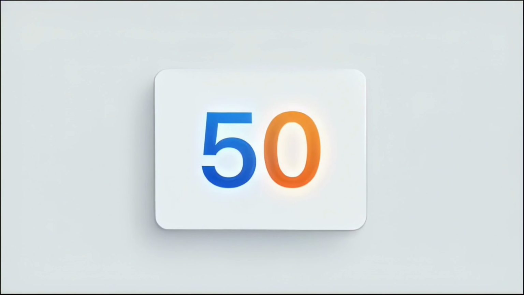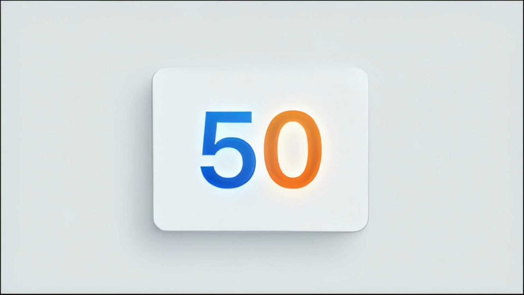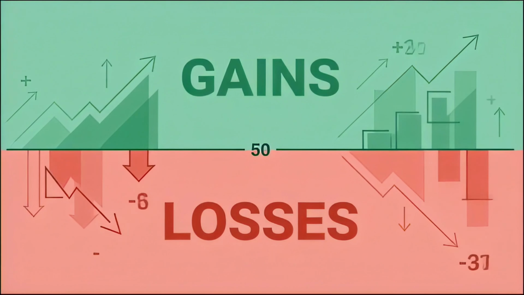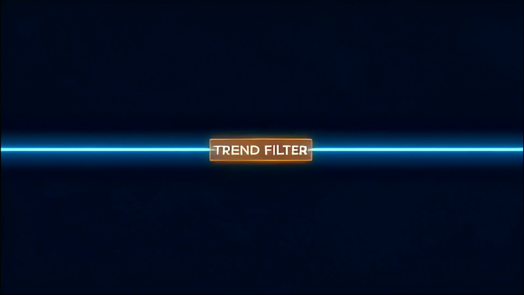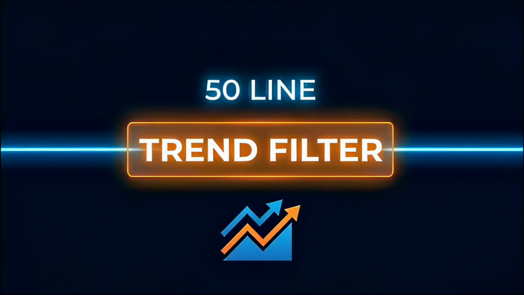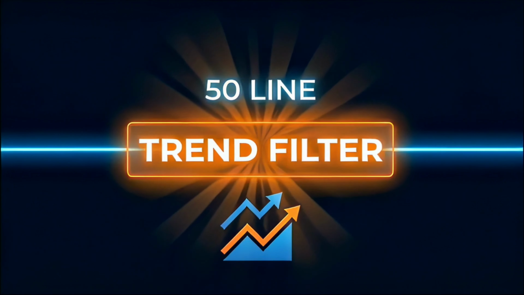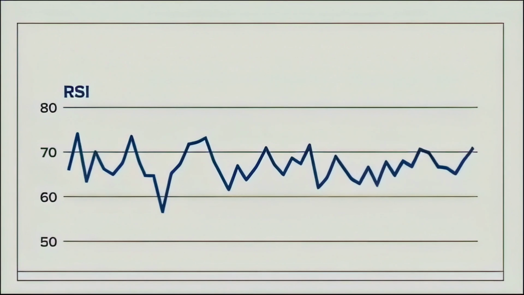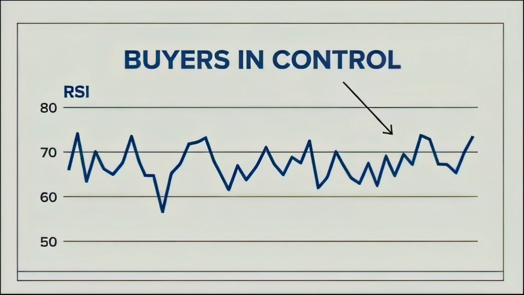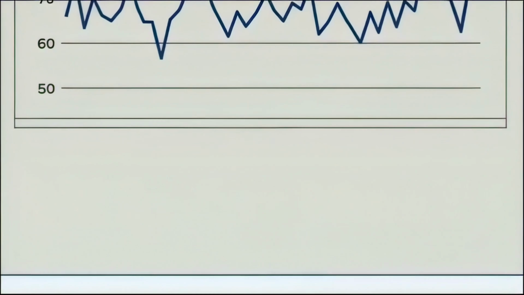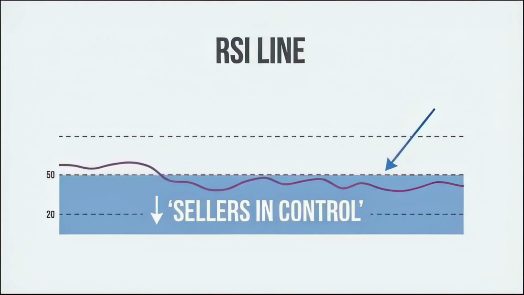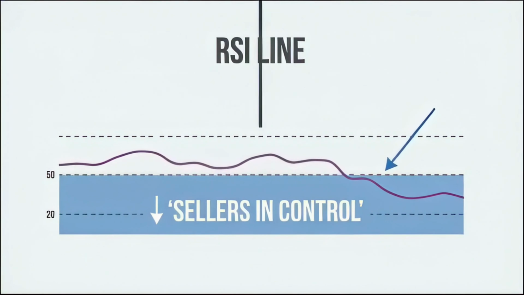There is one more level worth naming, and it is the one nobody draws. 50. 50 is the dividing line between gains dominating and losses dominating across your lookback, which means there is a rough trend filter hiding inside a tool everybody uses for something else entirely. When the reading spends its time between 50 and 80 and only dips to 50 on pullbacks, buyers are in control. When it lives between 20 and 50 and only rallies as far as 50 before rolling over, sellers are.